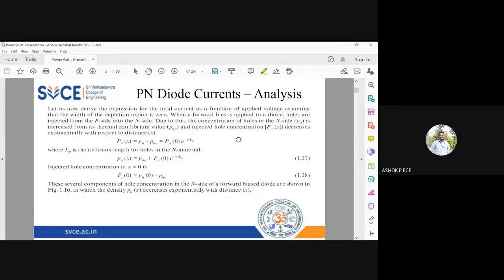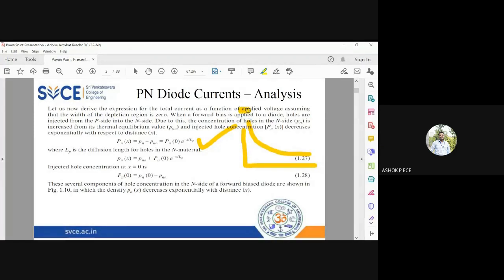As you know, because of the concentration gradient, the concentration of electrons and holes will be decreasing with respect to the maximum value. Because of that, you will have diffusion current, and this diffusion current is flowing because of forward bias. So I can write Pn of x is equal to Pn of 0 into e power minus x by Lp. So it is exponentially decreasing. I assume you remember the graph we have drawn.